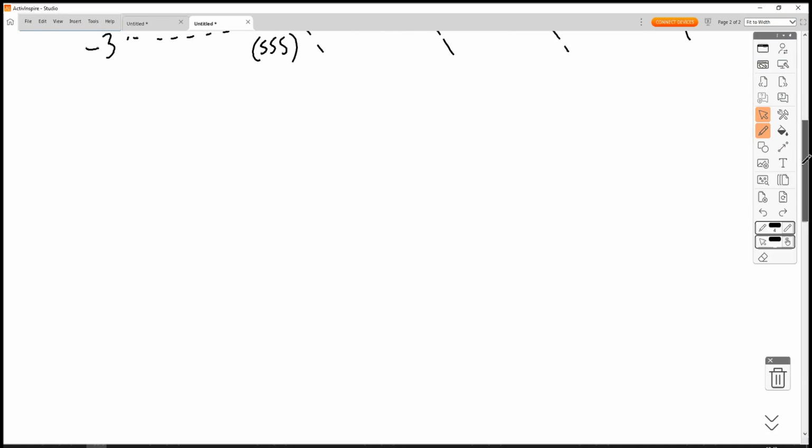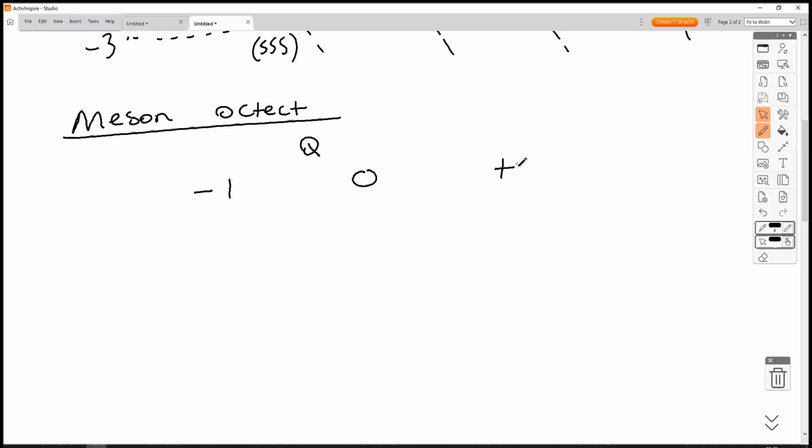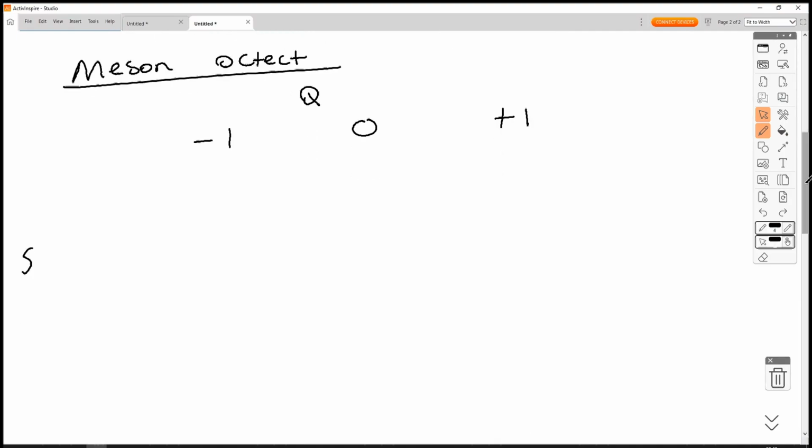Then we'll do the meson octet. So we'll do something similar. We'll do charge -1, 0, +1. And then we'll do strangeness. Now the meson octet is slightly different to the baryon decuplet, where we can not only have negative strangeness, but we can also have positive strangeness, because we're made of quark-anti-quark pairs rather than 3 quarks. Whereas if you're made of 3 quarks, it's impossible to have a positive strangeness, because the regular strange quark, not the anti, doesn't have positive strangeness. So we'll do 0, +1, -1.